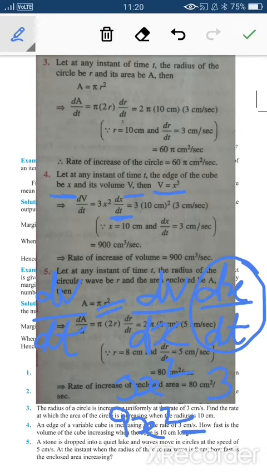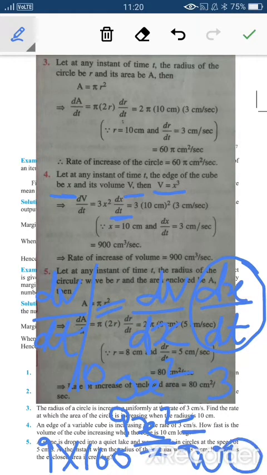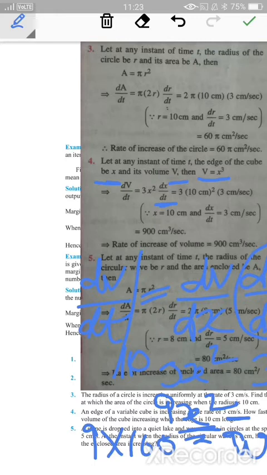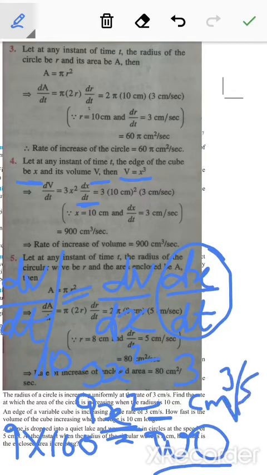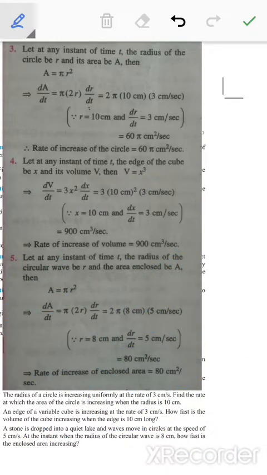And what we have to find? The volume of the cube increasing at 10 centimeter. So we will put x equal to 10. 9 into 10 square is 100, so it will become 900. You have to see the demand of the question, what is asked. So what will be the unit? It is 900 and volume is centimeter cube per second. We are finding dv by dt, so centimeter cube per second. So the answer is 900 centimeter cube per second. I hope this is clear to you now.